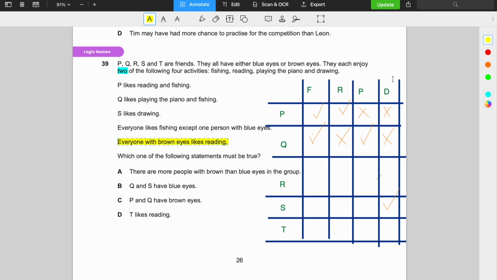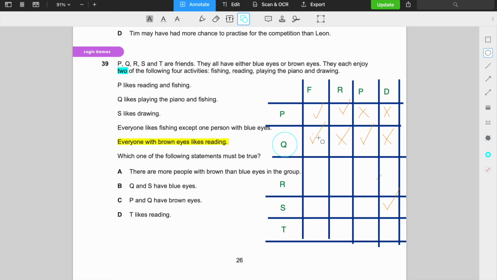So Q has to have blue eyes. Okay, so Q has blue eyes. Now, this makes option B look half promising because we already have half of it correct. A, there are more people with brown than blue eyes. So that means that there's going to be 3 or 4 brown-eyed people compared to 1 or 2 blue-eyed people.